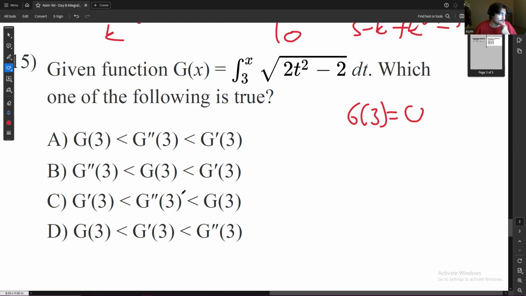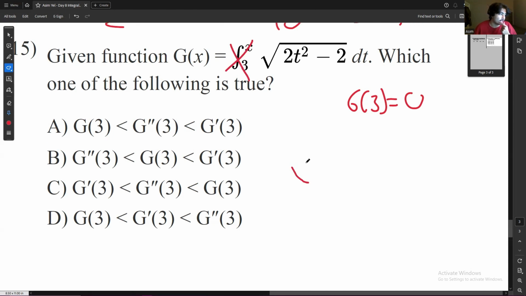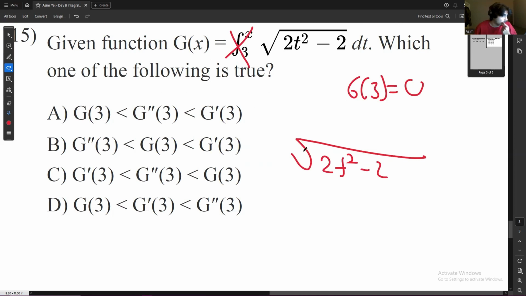So if we take G prime of 3, we're just getting rid of this integral sign and ending up with the square root of 2t squared minus 2. And if I plug 3 over here, I'm going to get 9 times 2, which is 18, minus 2 is 16. The square root of 16 is going to be 4. So G prime of 3 is going to be 4.